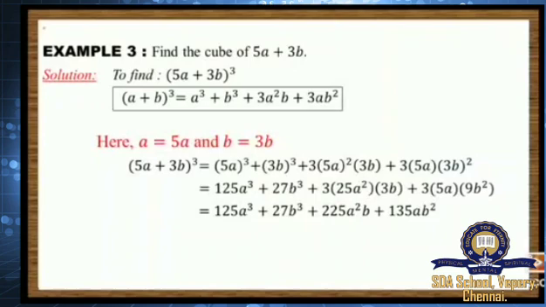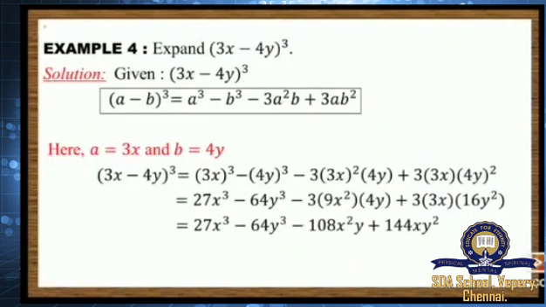Now if you multiply and solve all these terms, you will get 125a cube plus 27b cube plus 225a square b plus 135ab square. So next example, expand 3x minus 4y the whole cube. So this is directly of the form a minus b the whole cube. So you can use the identity a minus b the whole cube.